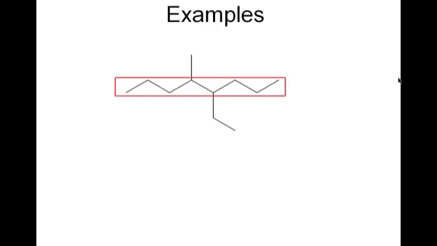And let's think about how we want to number this. I could number starting from the right, and my substituents would be at carbons 4 and 5. Or I could number starting from the left, and again my substituents would be at 4 and 5. So that's a little bit complicated, deciding if the methyl should be 4 or if the methyl should be 5.